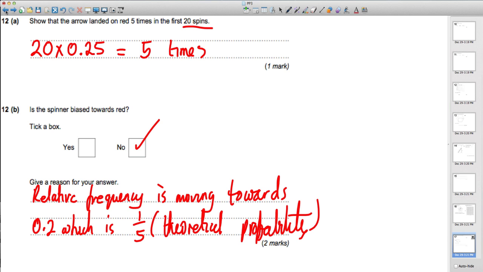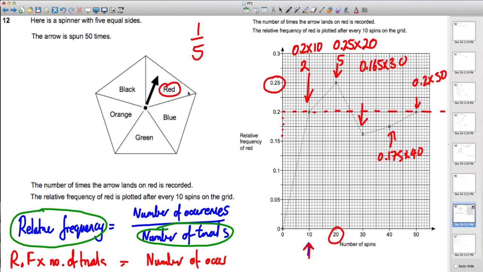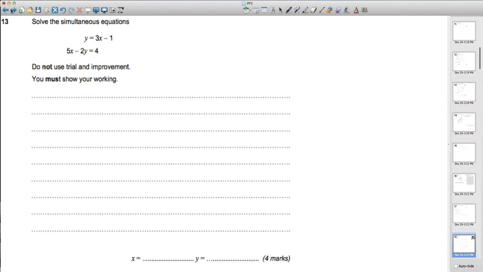I.e., what you would expect to happen if this was fair. You would have 1 red out of 5. Okay, so it looks like it's probably reasonable at that point.